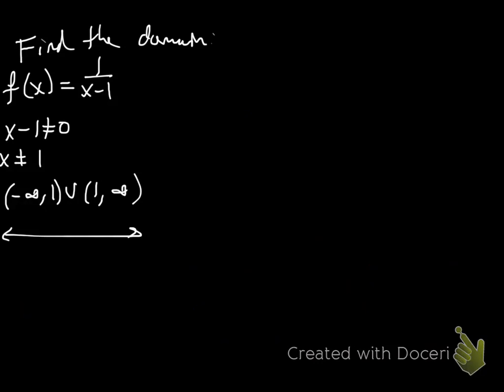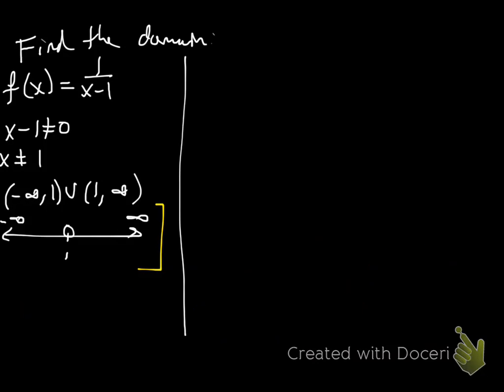So you have a couple of different ways of saying that. You could say that it's all real numbers except for 1. You could do the interval notation. If you're going to do the interval notation, you might want to help yourself out by drawing a graph here. So it's going to be everything except for 1, so it'd be negative infinity all the way to 1.